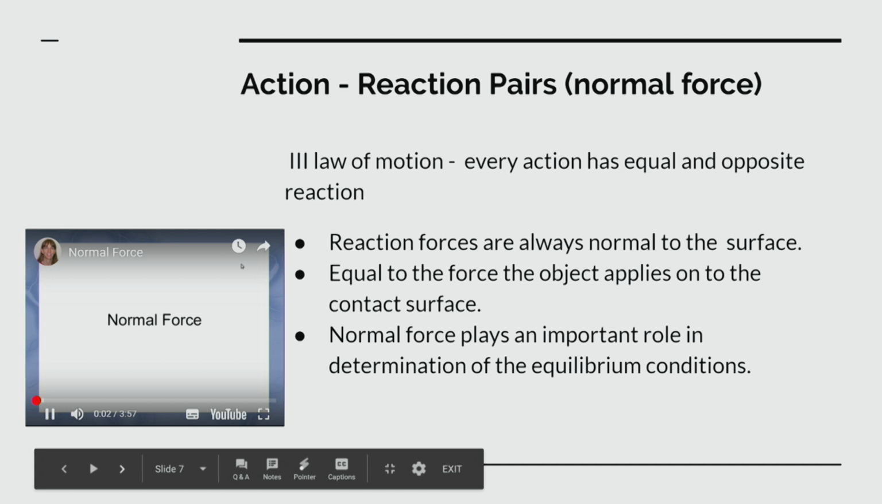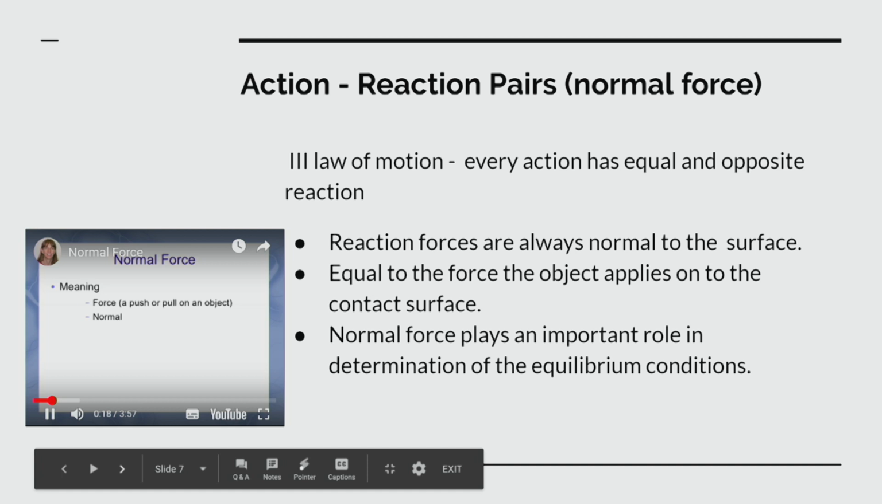Now we can consider the normal force. So our first question is, what do we mean by normal force? Let's start with one word at a time. Force, we've already talked about, is a push or pull on an object. So then we get to normal.